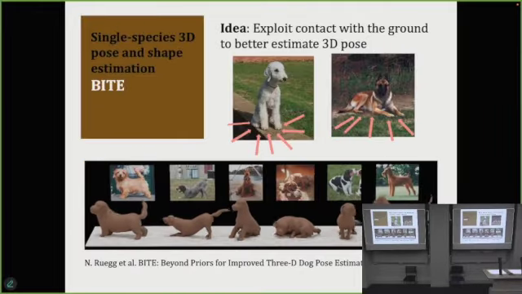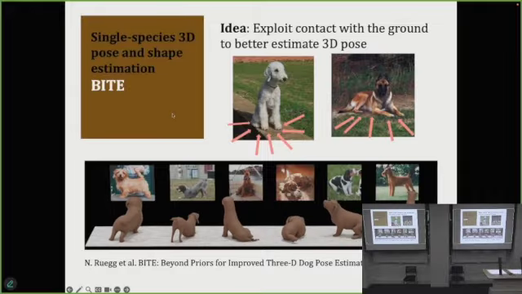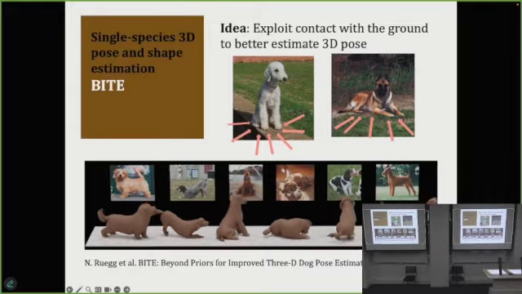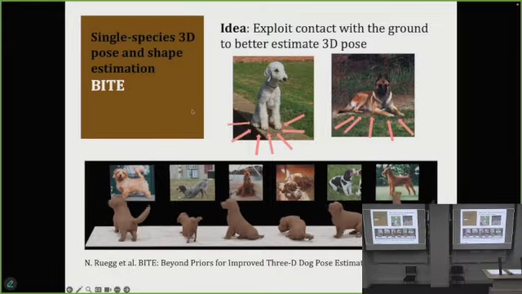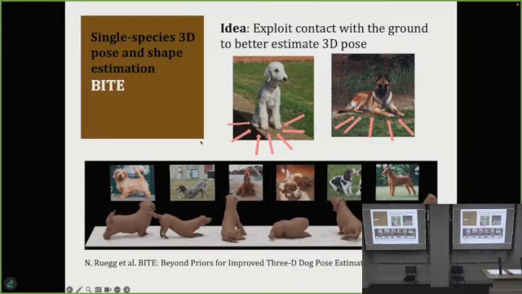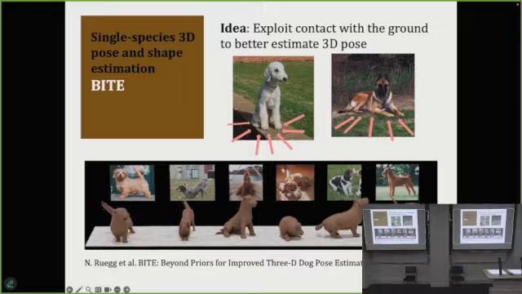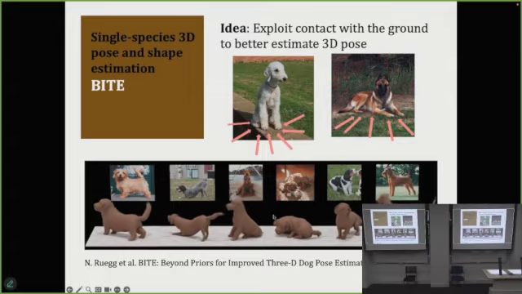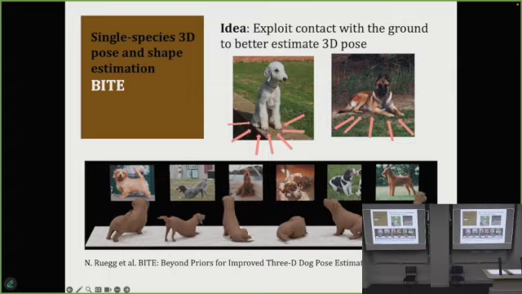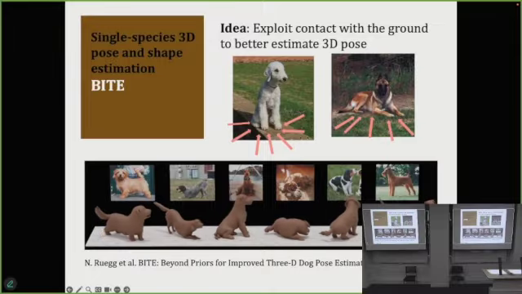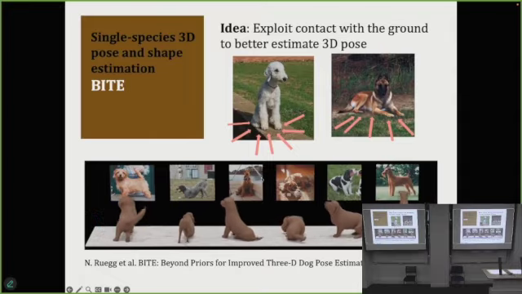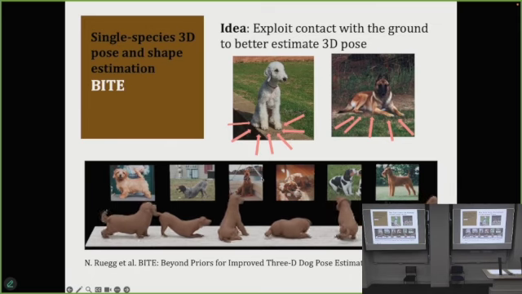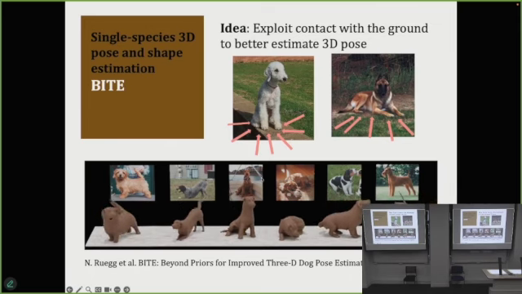We also use the model to estimate 3D pose and shape from images with this method that is called BITE. And here you see a few results, reconstructing animals from a single image with also complex poses. And this was obtained by looking at the contact points as I said before, this is possible because we have this volumetric, this surface representation.